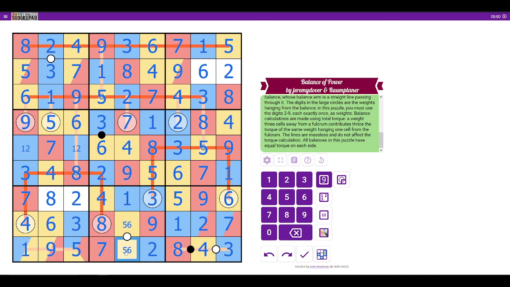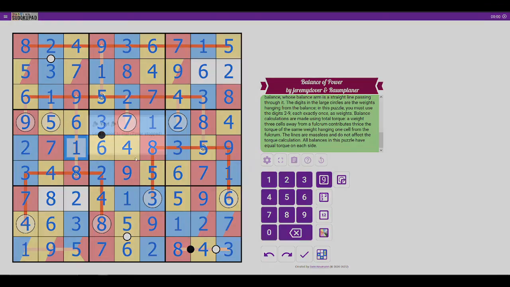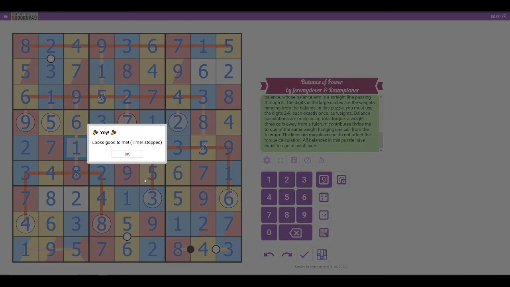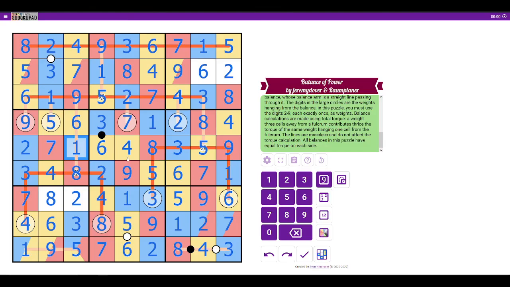1, 5, 2, 1. Whew. That's about 53 minutes. That is a brilliant puzzle.